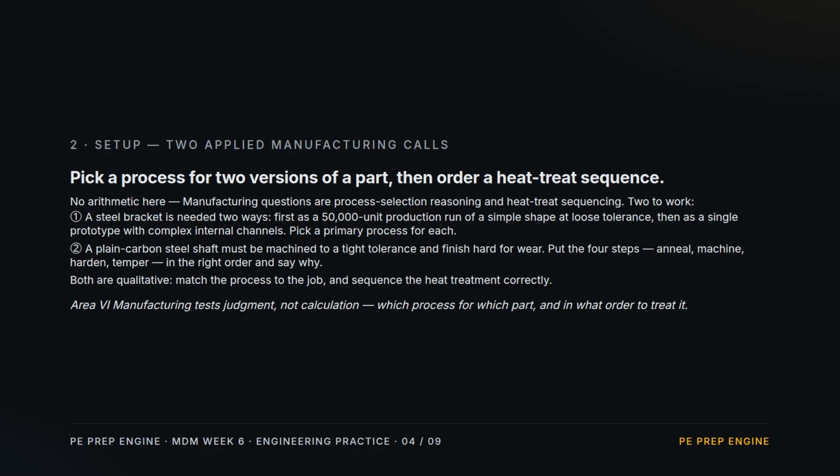2 problems. 1. Choose a primary process for a steel bracket, first as a 50,000 unit simple run, then as a single prototype with complex internal channels. 2. Order the 4 heat treat steps for a shaft that must be machined precisely and finish hard.